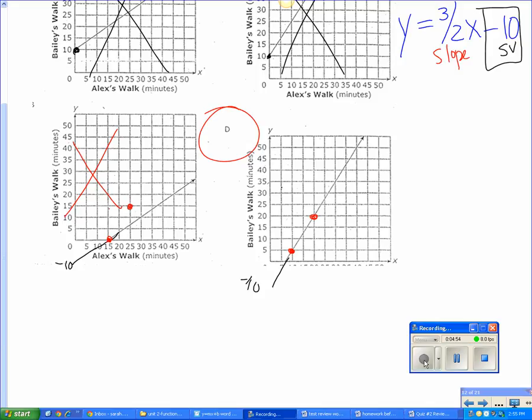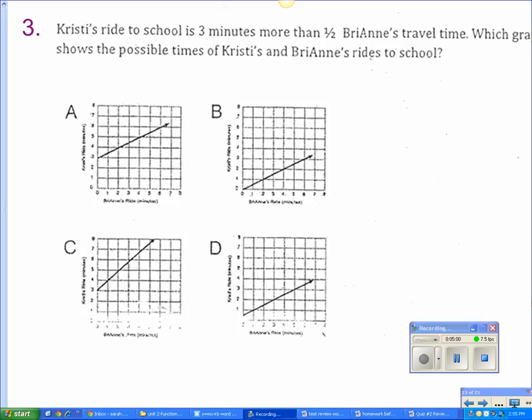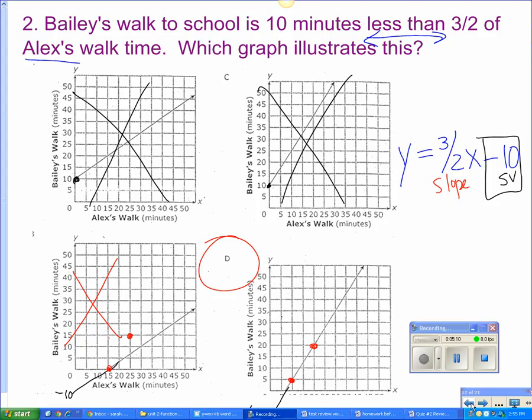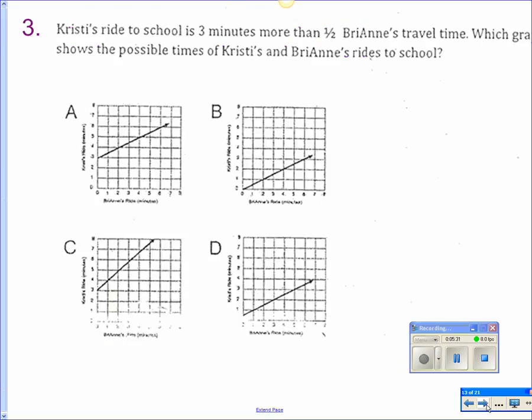Okay, the next one, number 3. Christy's ride to school is 3 minutes more than 1/2 Brienne's travel time. Which graph shows the possible times of Christy and Brienne's ride to school? Because the starting value is -10, if you extend the line, it goes down to the negatives. And then you pick a point and it goes up 3 and over 2. Okay, number 3, I already read it.